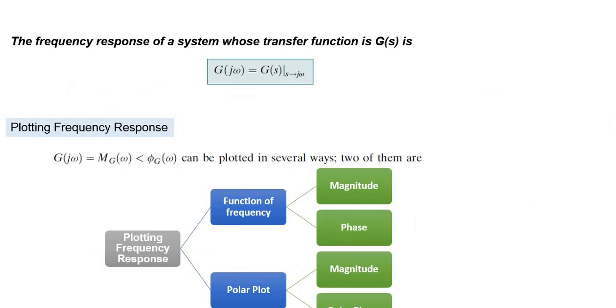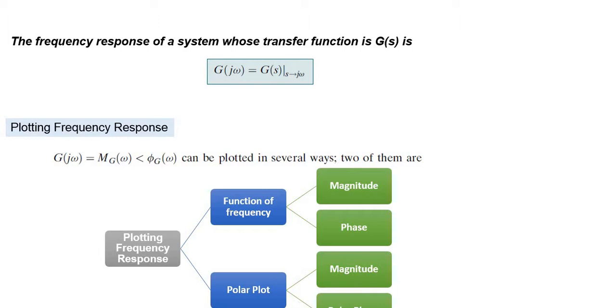The frequency response of a system whose transfer function is given by G(s) is G(j omega), where s is equal to j omega. So this is actually the frequency response. Here we are going to plot the frequency response, so G(j omega) can be represented in terms of magnitude and phase.